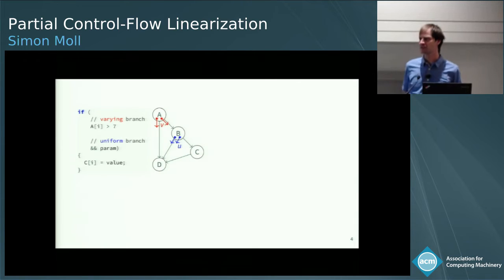Now, what happens in the context of vectorization of data parallel languages is that the first condition, since it depends on the loop iteration, will be varying, meaning that if I execute this code with multiple parallel threads, some of them will go left, some of them will go right. This is called a varying branch. However, the second part here will break down into a uniform branch. Uniform meaning that all threads that reach this point will either go left or right. They can't go both ways.